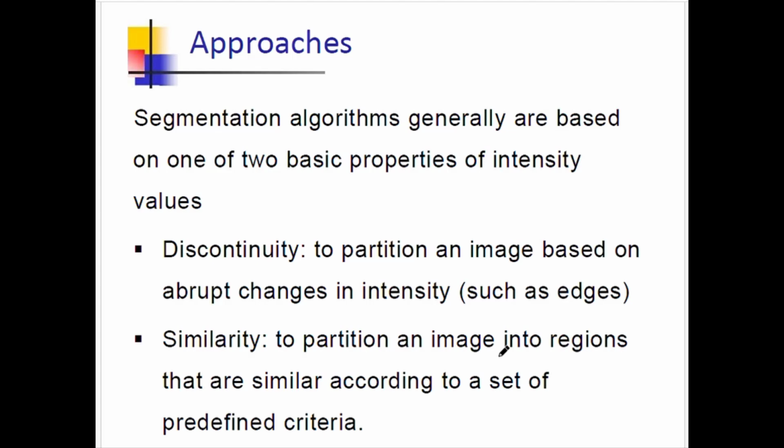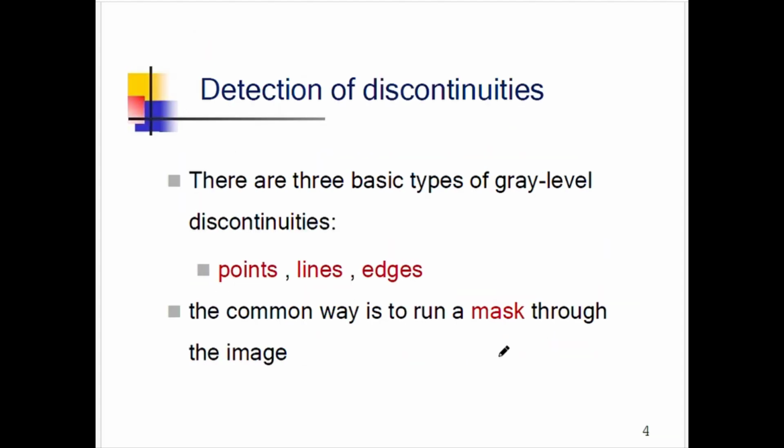meaning a line of pixels, the intensity is changed along the line of pixels, that is another discontinuity. If the intensity is changed in the form of an edge, then that is another discontinuity. So under the detection of discontinuities, there are three basic types of gray level discontinuities: points, lines and edges. Now, how do we find these discontinuities? After finding these discontinuities only, we can segment the image.